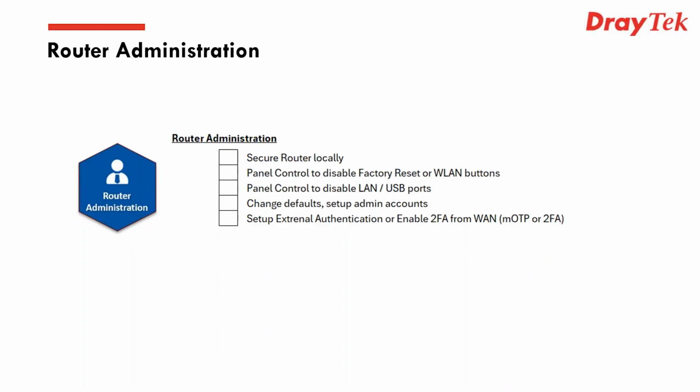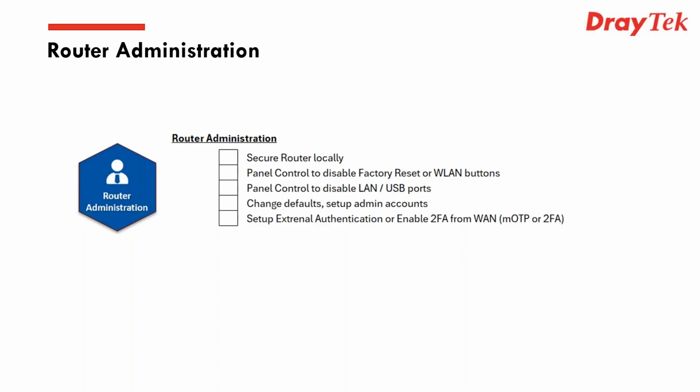The next thing on the checklist is to make sure that all the defaults are changed. On later firmware now, you're forced to change the admin password, which is a really good step. But with the admin accounts, do also consider following your processes for setting up additional admin accounts, and with that setting up external authentication or enabling two-factor authentication from the WAN, or maybe a one-time password.